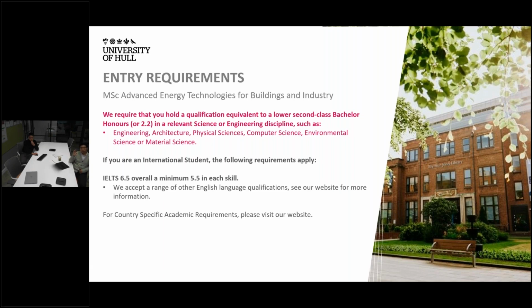Right. So basically, if you would like to apply, we require at least a 2.2 bachelor degree. And if you are an international student whose first language is not English, we require an IELTS score of 6.5 overall and a minimum of 5.5 in each skill. Right. So if you want more detailed information, again, just Google the name of this course and you will find our website. All the information will be there.